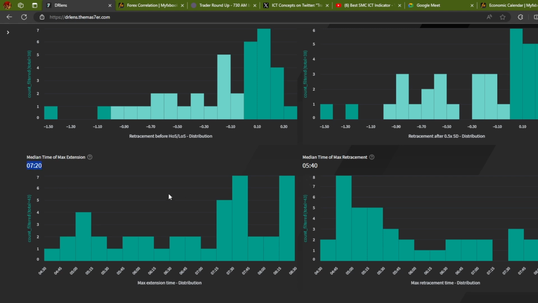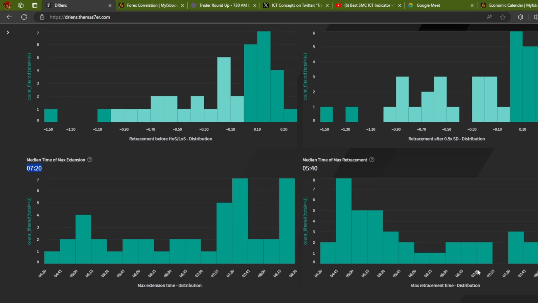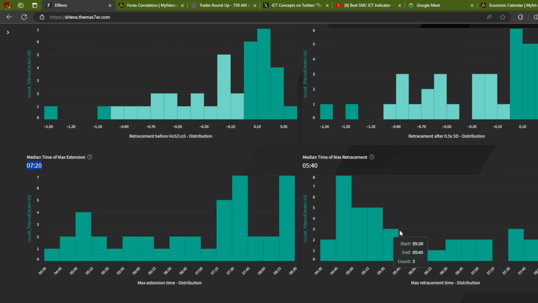So max extensions around 730, 7 counts. So that were 49, that'd be 1/7. It's about close to 20%, just under. So 830, yeah, we know the news catalyst is going to kick it up today. So it's going to kick it all up a notch. Yesterday was a nice expansive day. We're expecting a reversal today.